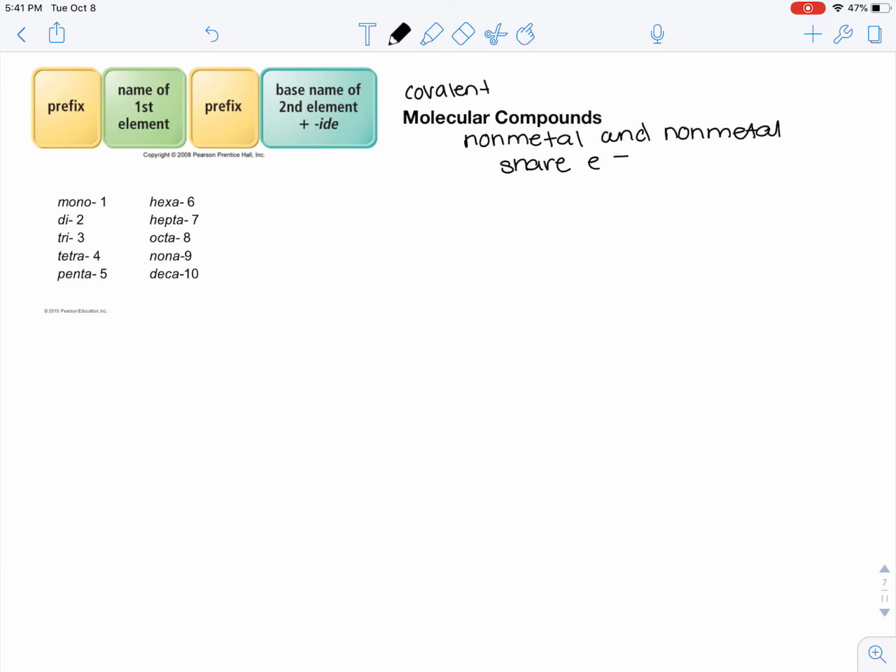For example, CO2. I would write carbon, the name of the nonmetal. I don't have to write mono for the first one. Then di, because I have 2 oxygens, dioxide. CO, just carbon to start. Now I have to indicate for the second one always, even if I only have one, so monoxide. That changes the ending of the second element and adds a prefix.